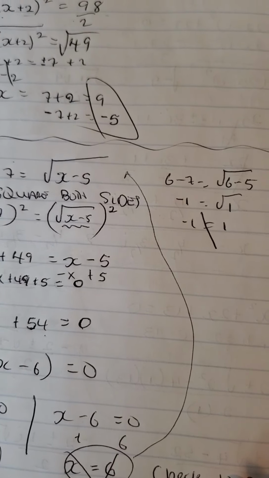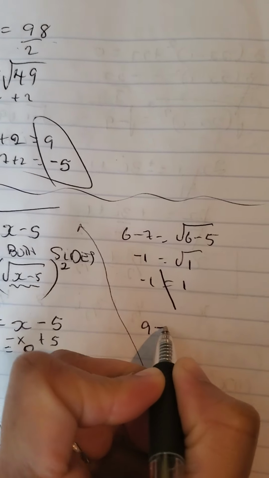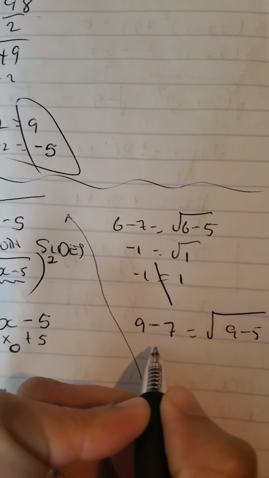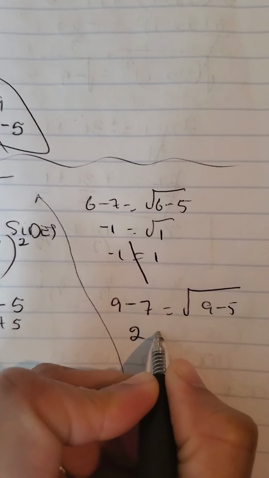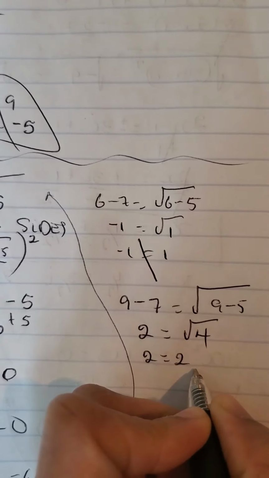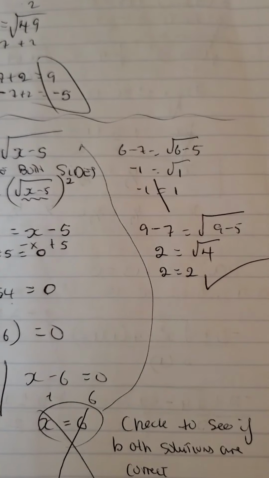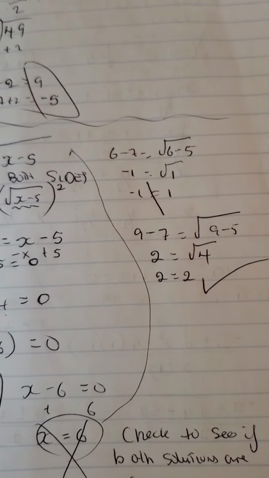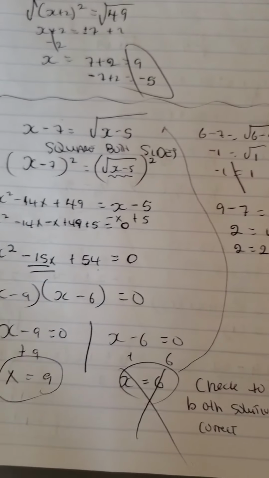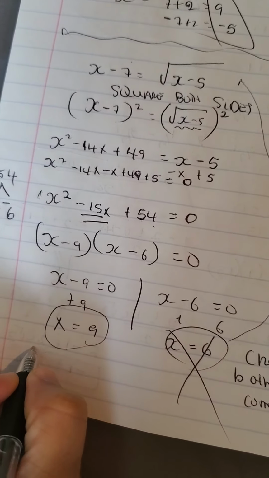So let's check to see if 9 is a solution. I'm going to substitute: 9 minus 7 is equal to the square root of 9 minus 5. So here 9 minus 7 is 2, and this is actually the square root of 4, which is 2. So 9 is a solution. Don't just do a problem like this and then call it a day. You have to check to make sure that they are the correct solutions. All right, so 9 is the only solution.